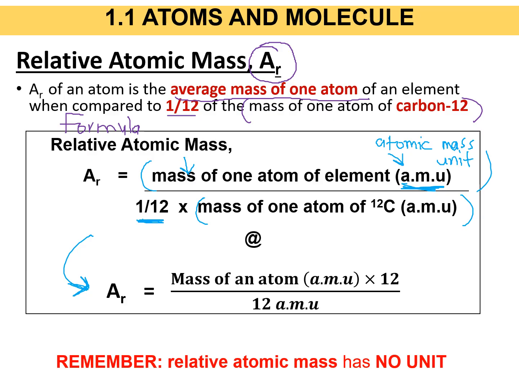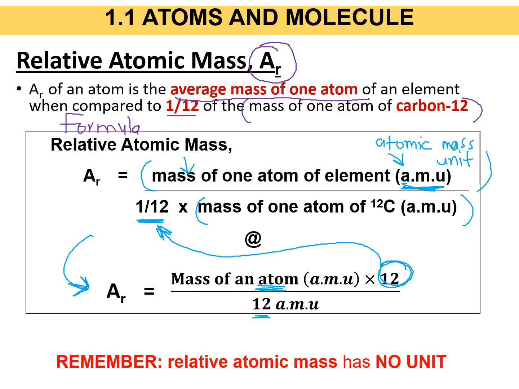So, basically, AR is equal to the mass of an atom, whichever atom you want to find, in AMU, atomic mass unit, multiplied by 12. How do you get this 12? Why is 12 suddenly on top? It is because initially it sat at the bottom. Mathematically, if you divide by another fraction, the denominator goes on top. So that's why the 12 is on top, divided by 12 AMU.